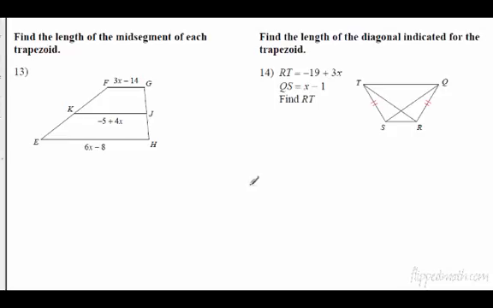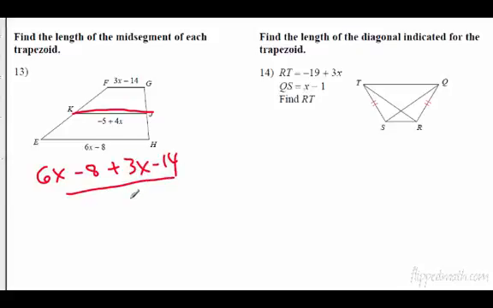Next one, mid-segments. Awesome. Remember, the middle one is the average of the bases. The mid-segment is the average of the other two. So if I add up the other two, 6x minus 8 plus 3x minus 14, and I divide by 2, I get the mid-segment, negative 5 plus 4x.